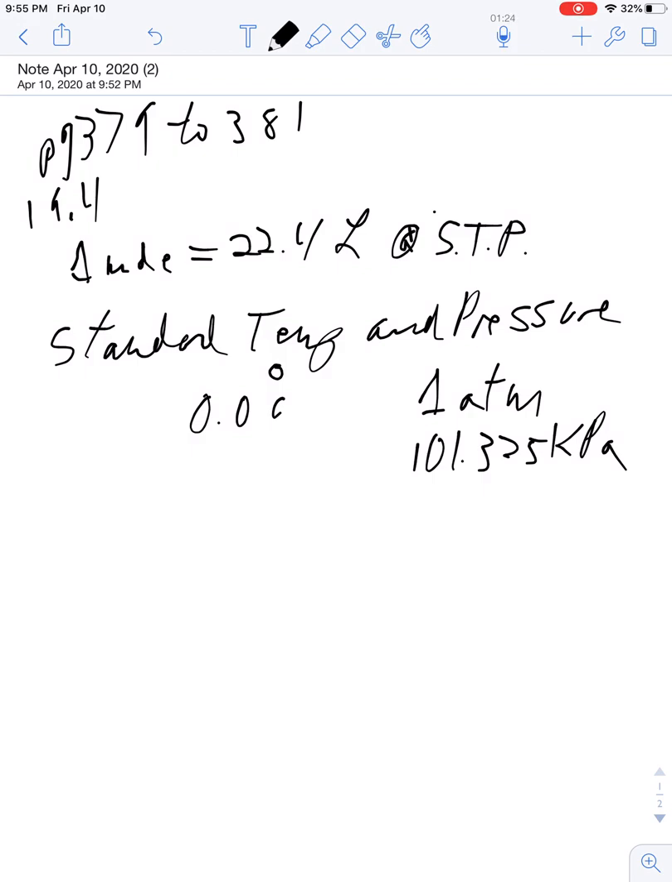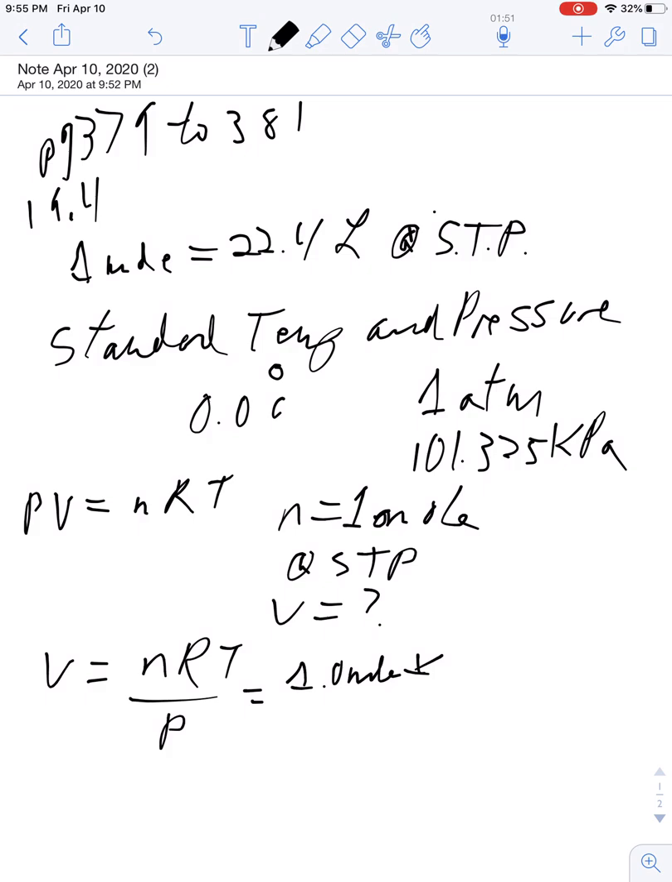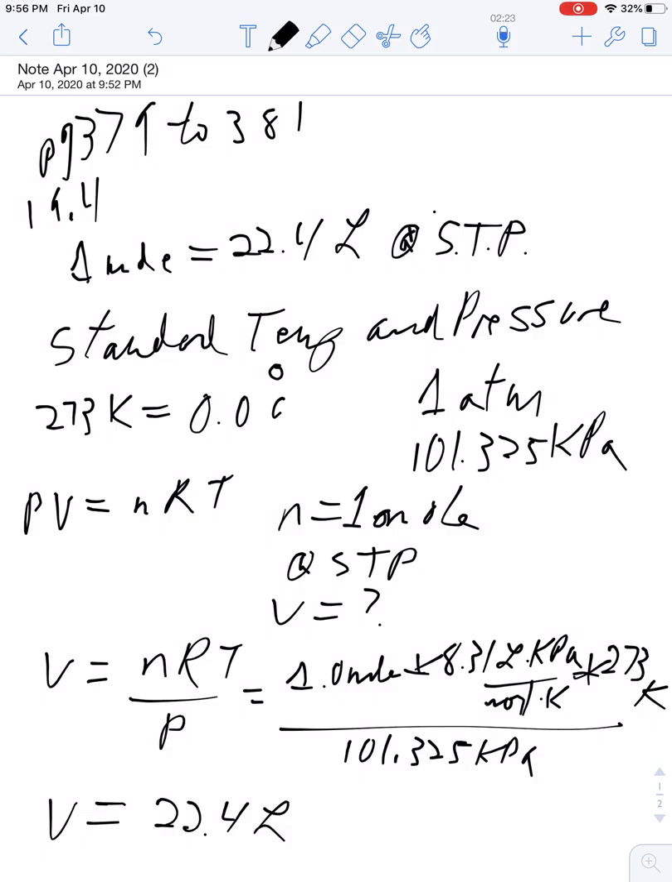If I were to use the ideal gas equation, PV equals nRT, and I was going to solve for volume, suppose I had 1 mole of gas at STP. Volume is nRT over P, so I plug in 1 mole, multiply by R, multiply by my temperature, which is 273 Kelvin, because you always have to do your temperature in Kelvin, and divide by my pressure. Guess what this volume turns out to be when I plug it into my calculator? 22.4 liters. So if I have 1 mole of gas, it will occupy 22.4 liters at STP.